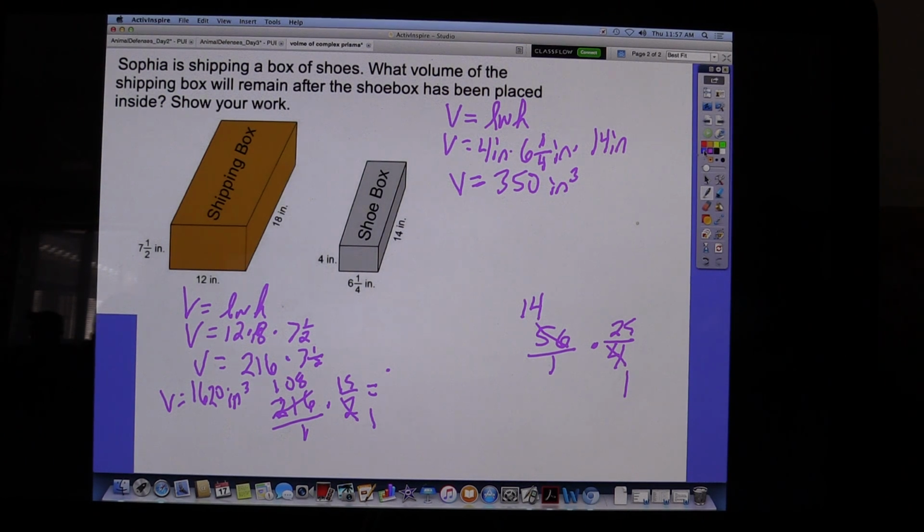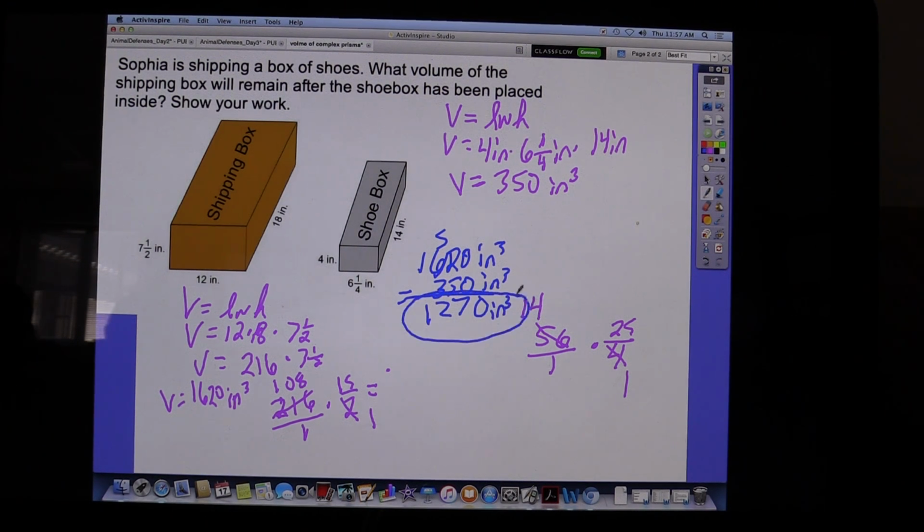I'm going to change the color of my ink on this one to blue. So I'm going to say 1,620 inches cubed, subtract 350 inches cubed, and I got 1,270 inches cubed left over. So this is the amount of volume that will remain after the shoe box has been placed inside.